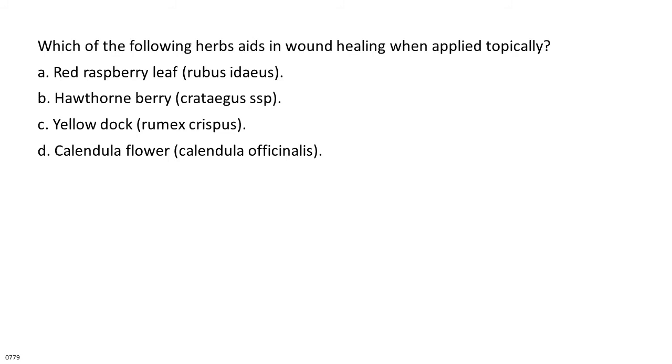Which of the following herbs aids in wound healing when applied topically? A. Red raspberry leaf, Rubus idaeus. B. Hawthorn berry, Crataegus. C. Yellow dock, Rumex crispus. D. Calendula flower, Calendula officinalis.